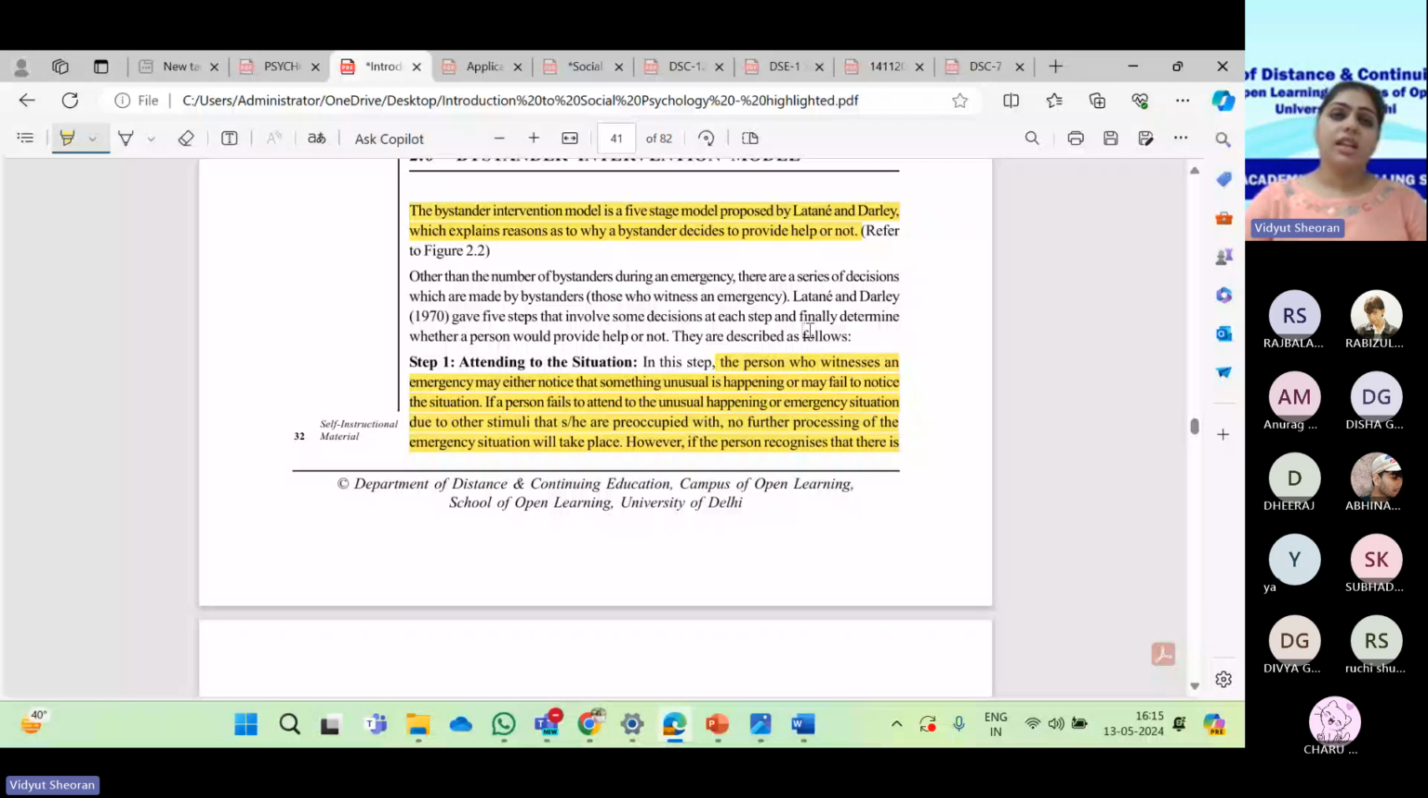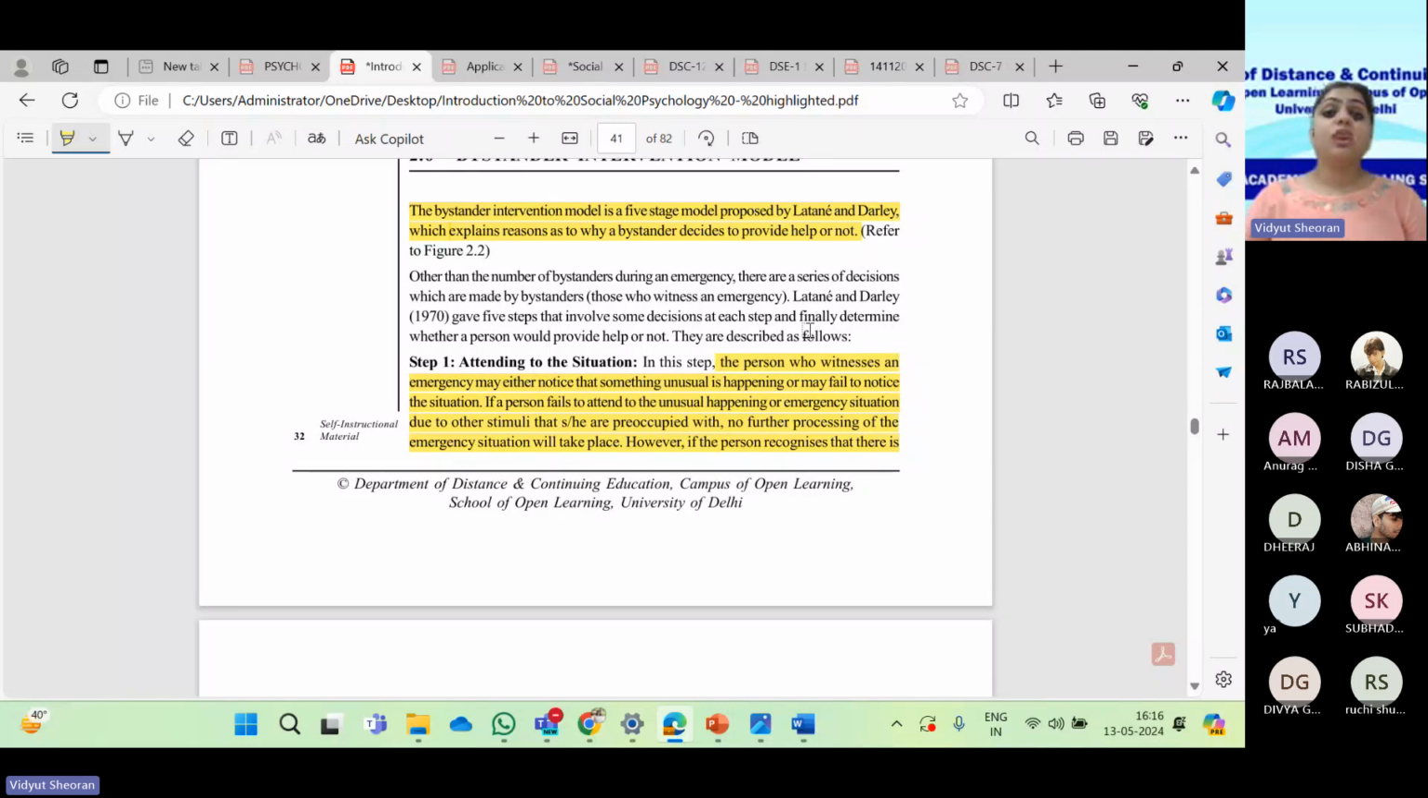In that case, since the person didn't give priority to the accident or to the crowd, he will not be able to help. Because he didn't attend to the situation, he did not understand the situation, so certainly he will not be able to help. If a person fails to attend to the unusual happening or emergency situation due to other stimuli that he or she is preoccupied with, then no further processing of the emergency situation will take place.